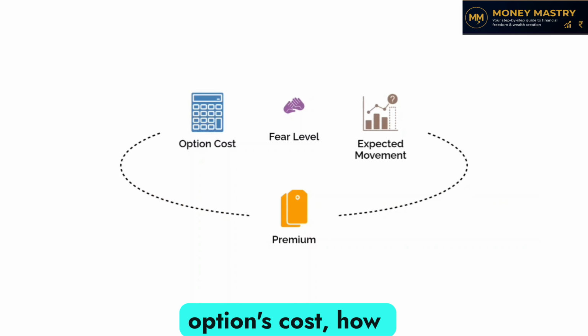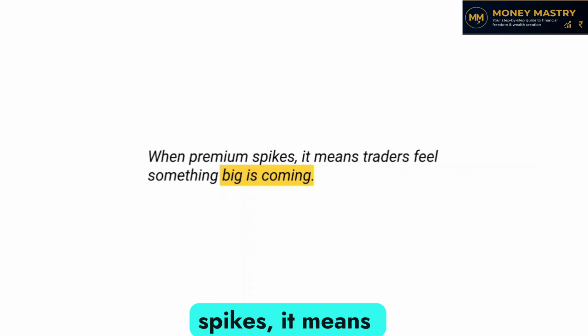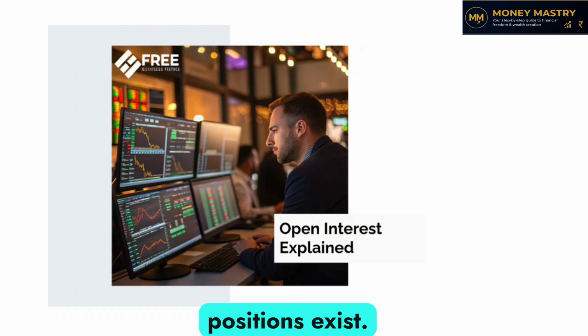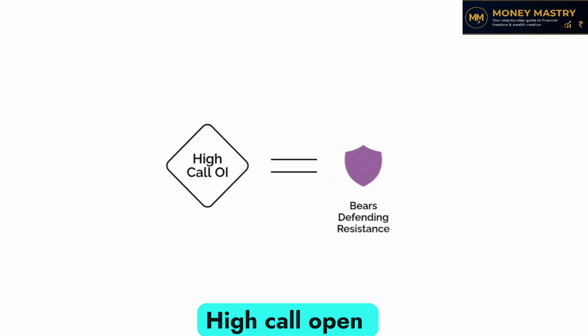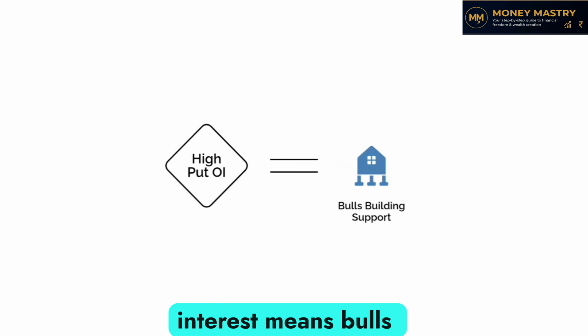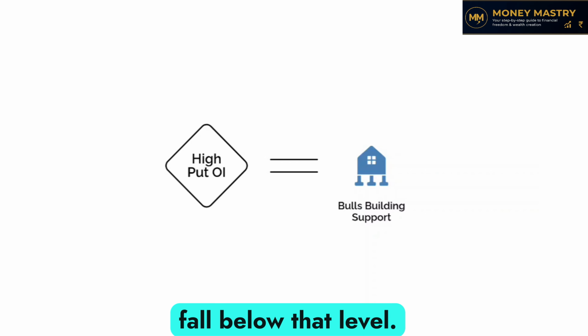Premium tells you the option's cost, how much fear is priced in, and how much movement traders expect. When premium spikes, it means traders feel something big is coming. Open interest is the backbone of the option chain, showing how many total positions exist. High call open interest means bears are defending resistance, betting price won't rise above that strike. High put open interest means bulls are building support, confident price won't fall below that level.